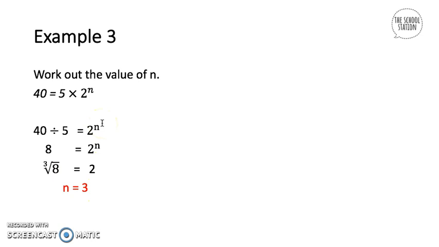This is how simple it is. We just use our basic knowledge of equations and try to solve this question, knowing that 2 to the power of 3 is 8. Also, if you want to check your answers, you can do 2 to the power of 3, which is 8, and 8 times 5 is 40, and this is basically correct.